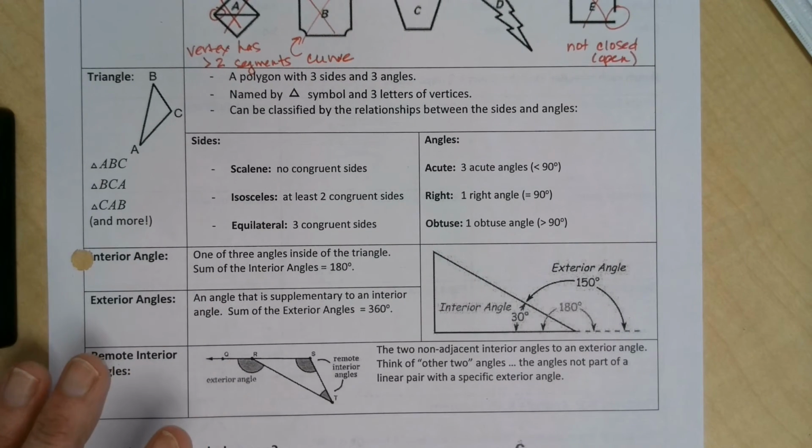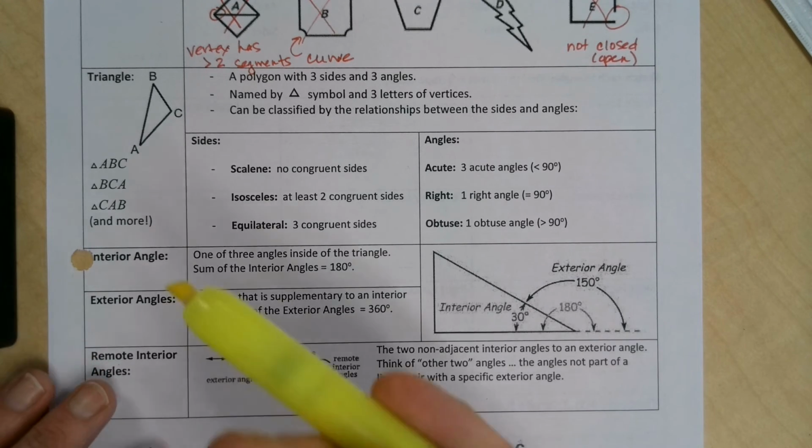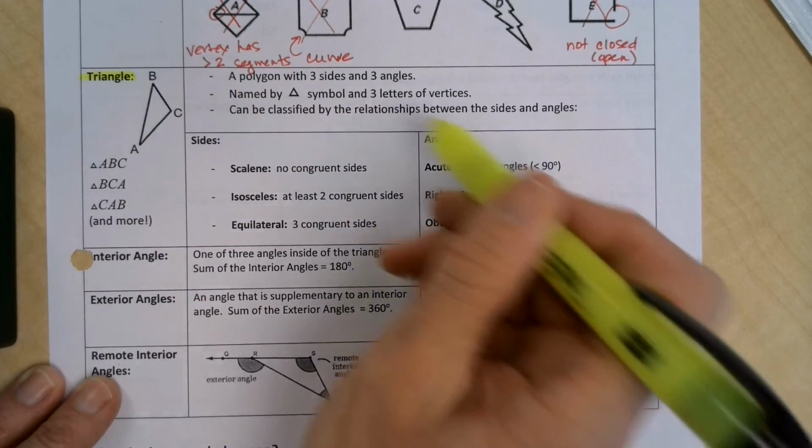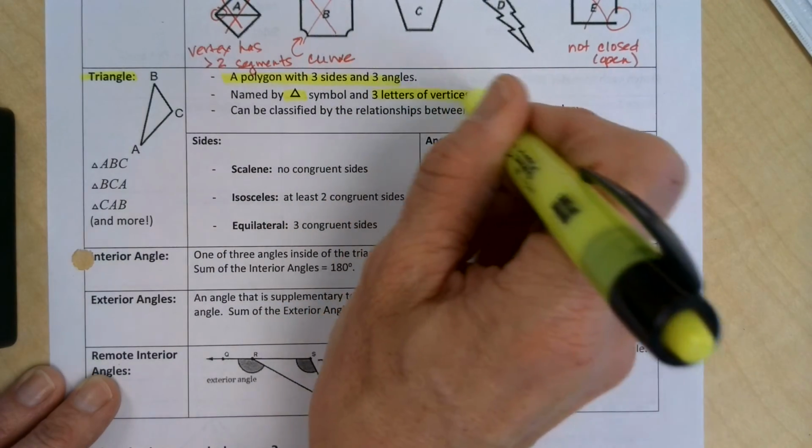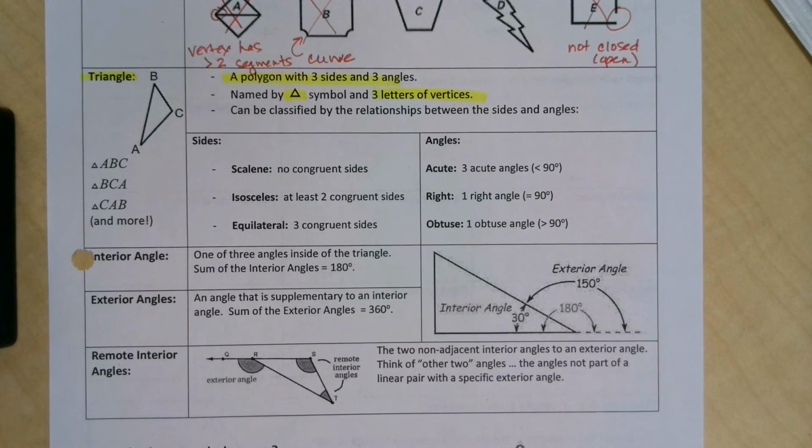Okay. Our basic triangle. A triangle is going to be a polygon with 3 sides and 3 angles. So when we talk about a triangle, it has 3 sides and 3 angles. We name our triangles with a triangle symbol and the 3 letters of the vertices. And I don't care which order those vertices go in. You can call that triangle ABC. You can call it triangle BCA. You can call it triangle CAB. You can call it triangle BAC, ACB, CBA. I think I got them all.